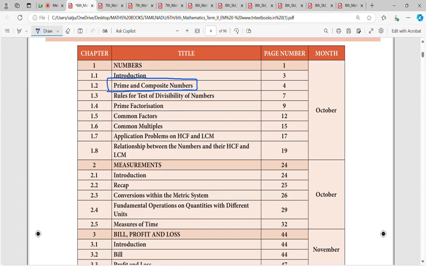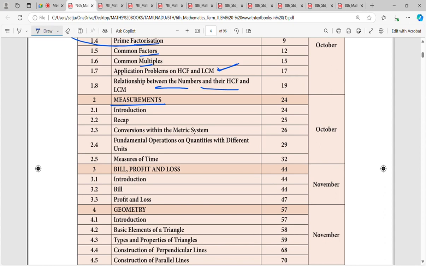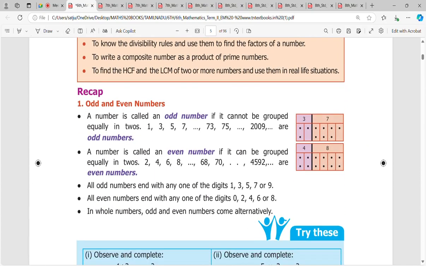Prime number, composite number present in your 6th standard. Factorization present in the 6th standard. Common multiples, which means LCM. Common factor, HCF. Application of HCF and LCM. Relation between these things. Measurement plays a very vital role. Here the first three topics play a very vital role, because here they are giving you profit and loss also. Okay. So triangle not required here. For your UPSC it is not required.